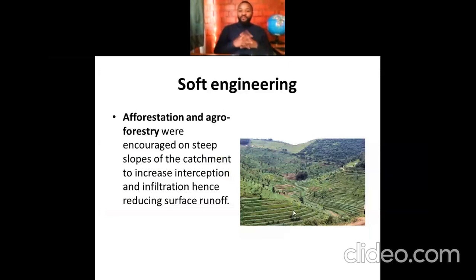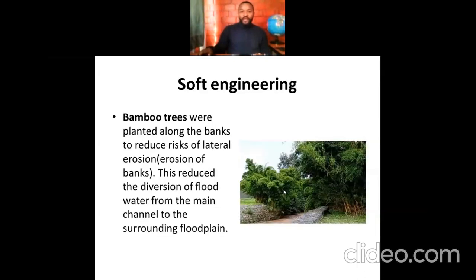So apart from hard engineering, we also have soft engineering. Forestry, agroforestry, and afforestation were also done to increase interception and reduce surface runoff, as you can see here on slopes. The river is down here. Bamboo trees were also planted along the river channel so that they can reduce lateral erosion.